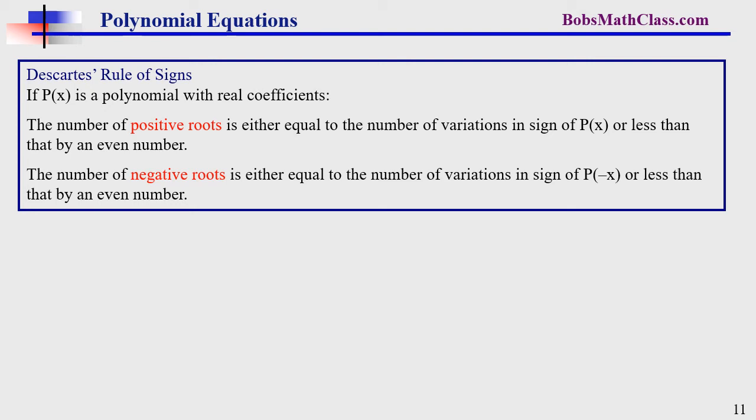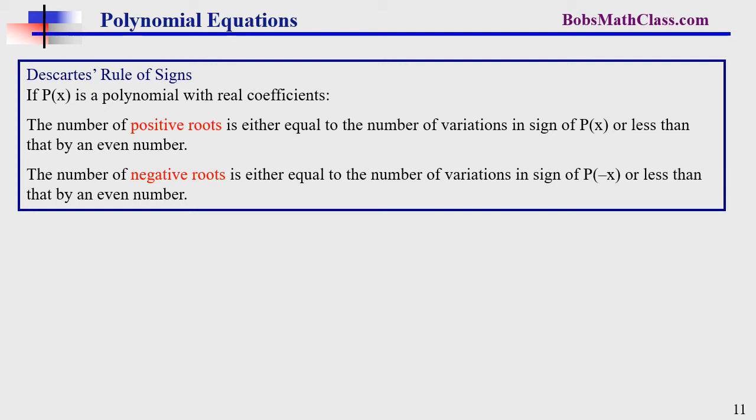It's going to give us the number of positive roots or the number of negative roots, kind of. Okay, let's read what this says. The number of positive roots is either equal to the number of variations in sign of p of x or less than that by an even number. That's where this rule gets vague.